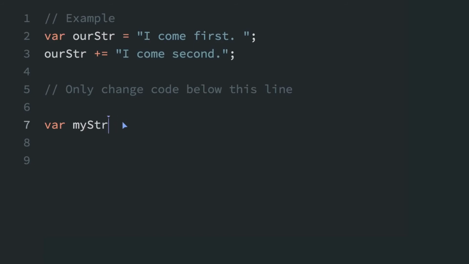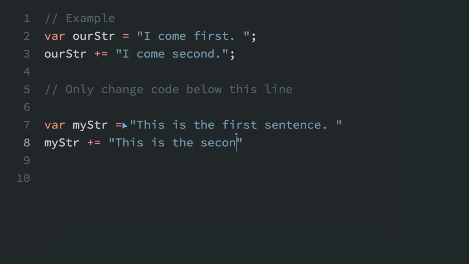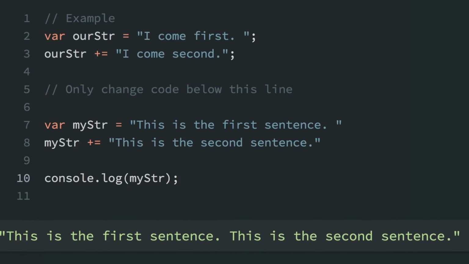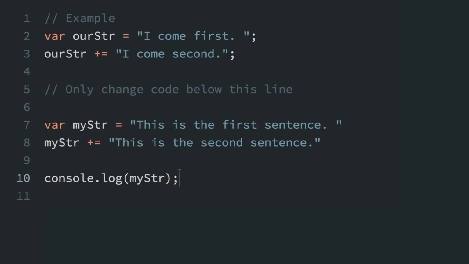Let's do another example down here. myString equals "This is the first sentence," and then I'll put a space at the end because we're going to do myString plus equals "This is the second sentence." Now, if I just do a console.log of myString, we should see that those sentences have gone together. "This is the first sentence. This is the second sentence." Good.